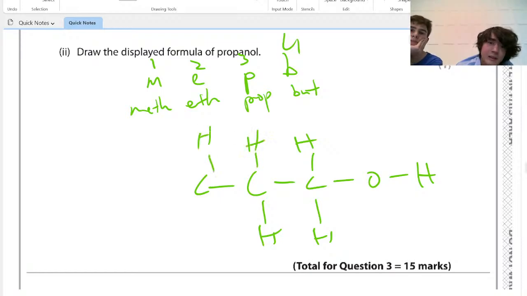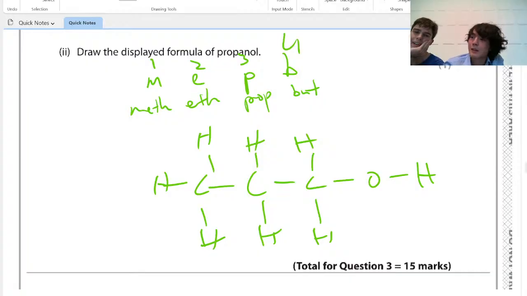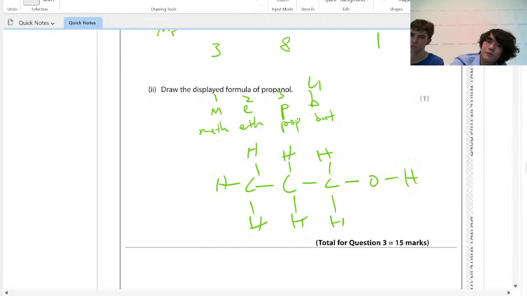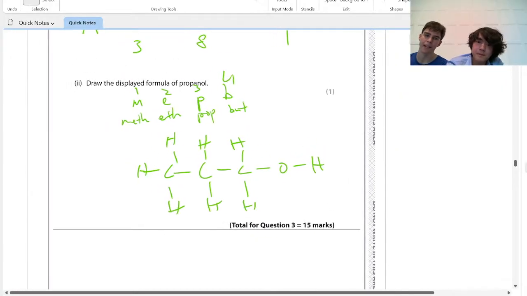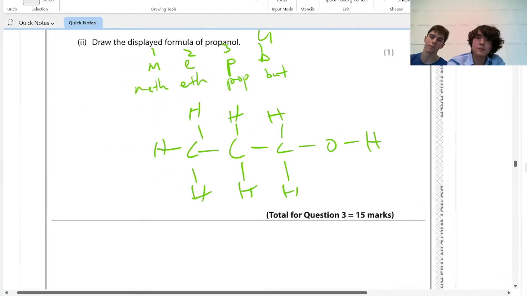A way you can check this if you're a bit scared is firstly make sure every carbon is bonded to four things, so there'll be 4 lines, and maybe write out the molecular formula and count you've got the right number of hydrogens, carbons, and oxygens.